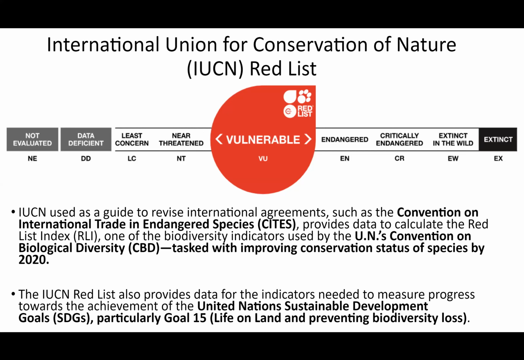It's the International Union for Conservation of Nature. It's basically a guide to revise international agreements, including the Convention on Trade in Endangered Species, or CITES Act. It's also part of the UN's Convention on Biological Diversity. It's a global group of people, or I should say an institute, that provides data on species health, allowing them to, very much like the Endangered Species Act but at a global level, put things on this list.